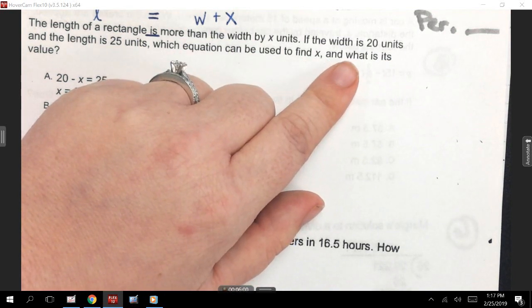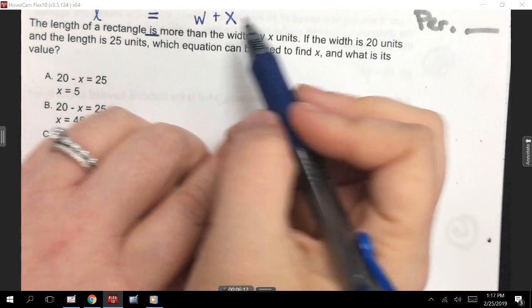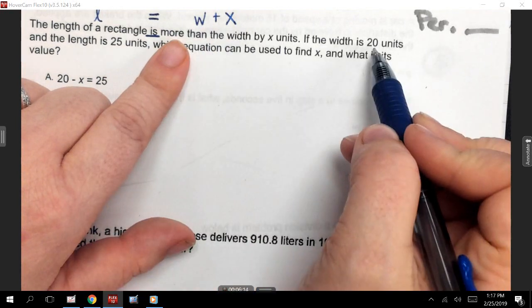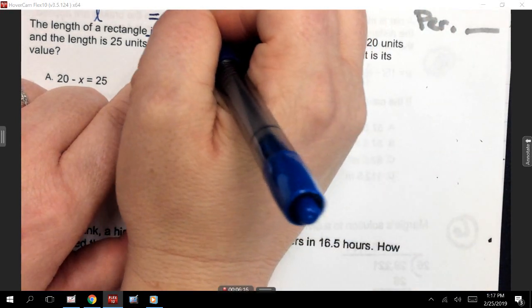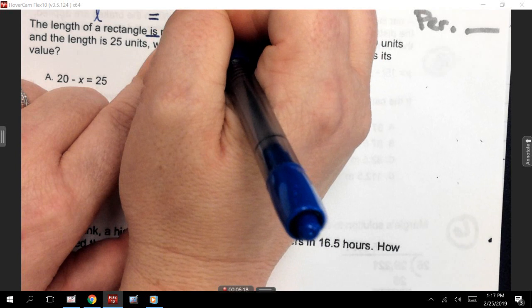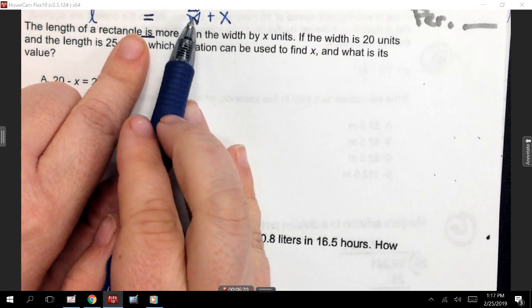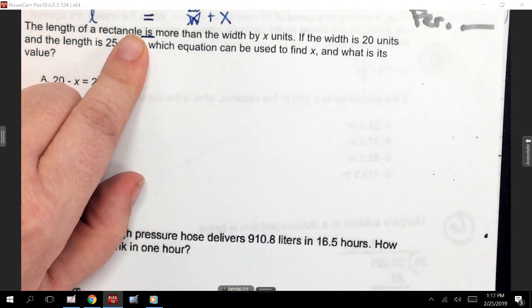This has something to do with the width. The width is 20. What do I want to do? Shelby? Instead of putting the W, put 20. Very good. So I want to change this W. Instead of W, what do I want there? 20. So I'm going to mark out my W. I'm going to say, hey, this needed to be 20. So now it says equals 20 plus X. Are y'all okay with where that came from?